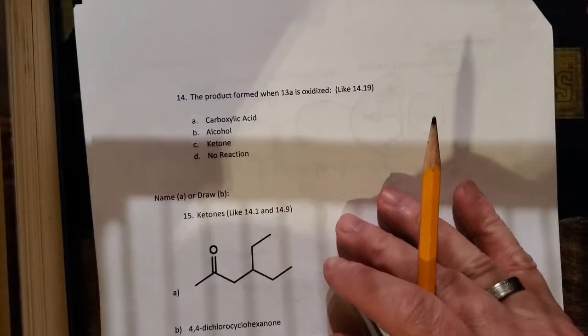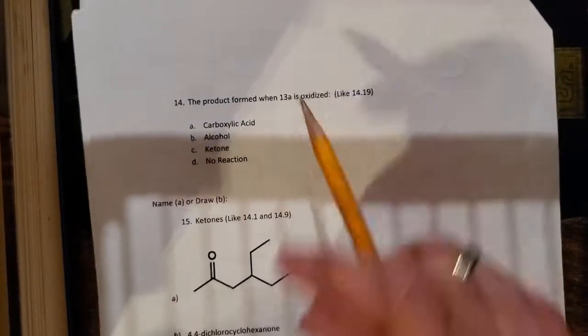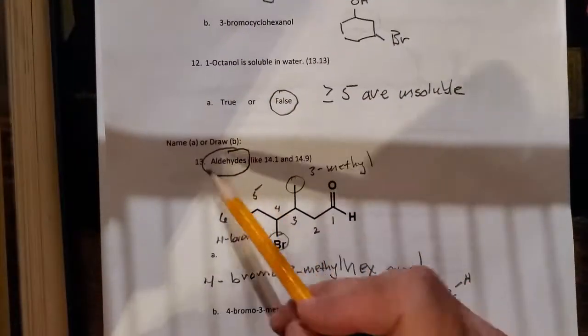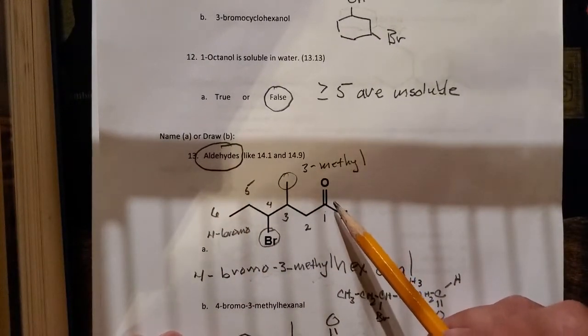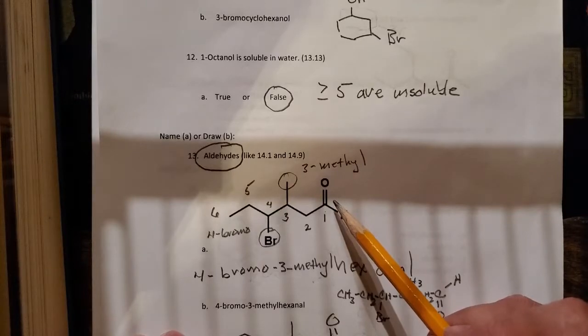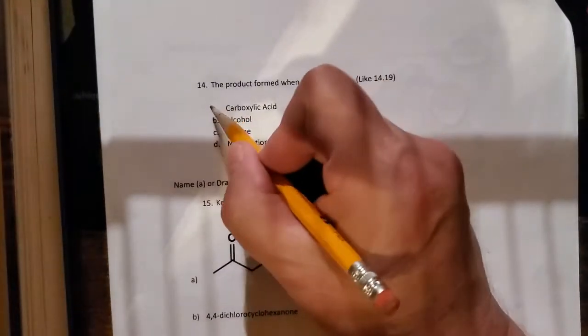Okay, what if I oxidize 13A? Here's 13A. It's an aldehyde. You know from your flashcards, the oxidation of an aldehyde is a carboxylic acid, which is A.